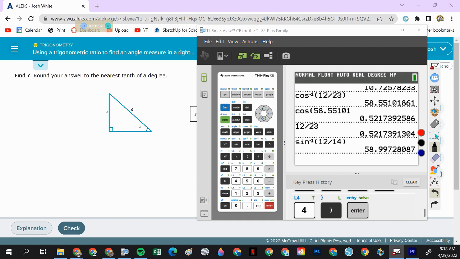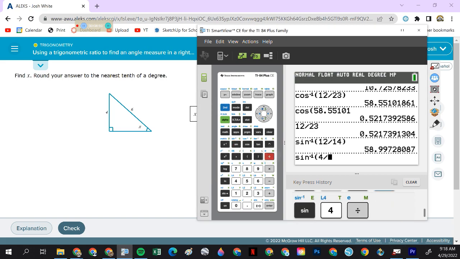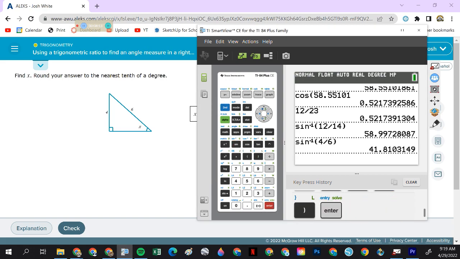This one is going to be inverse sine. I know the O and the H sides. So inverse sine of 4/6 is 41.8.